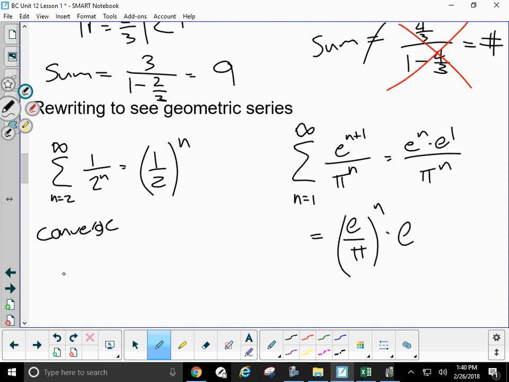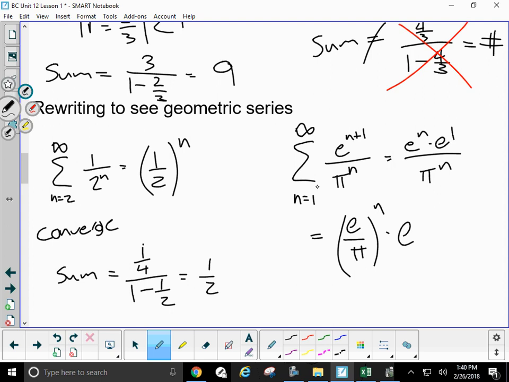The sum is my first term. Well, n starts from 2 in this case. So starting from 2, I have 1/4 over 1 minus r. 1/4 divided by 1/2 gives us actually 1/2.